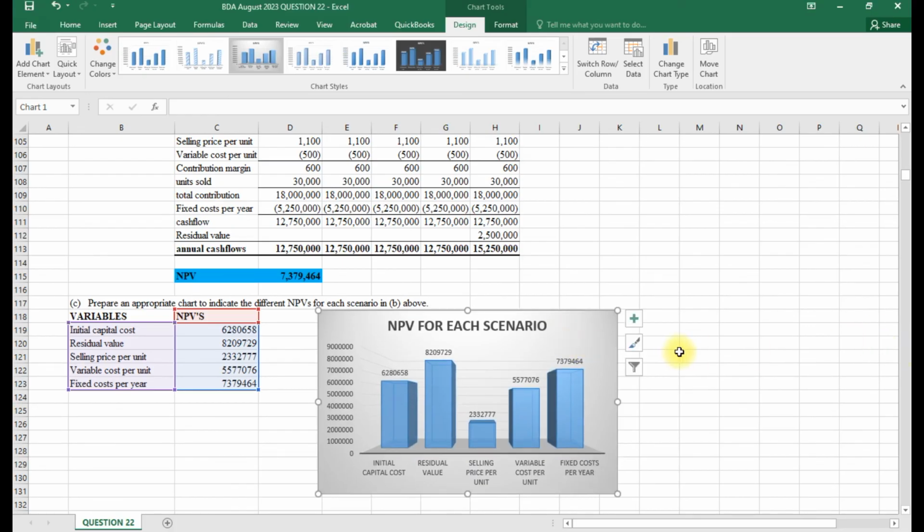So prepare an appropriate chart to indicate the different NPV for each scenario in B. So this is the first scenario, and the initial cost changes, how the NPV will change, the residual value changes, and when selling price changes, you can see the selling price is the one that is more sensitive. You have to look at the sensitivity because NPV will reduce by a very big margin. Then the variable cost, then the fixed cost per year. So if these variables change, this is how the NPV will change according to the variation in those particular variables. And that's how that particular question was supposed to be done.